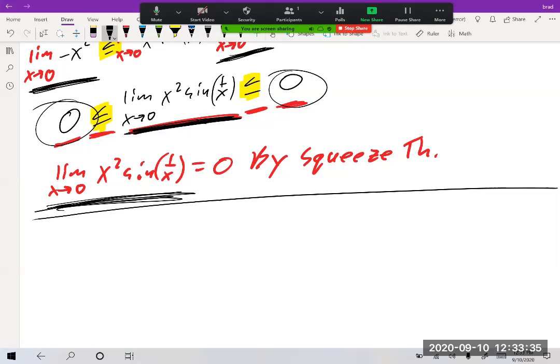So definitely make sure you understand it. It doesn't work for everything. It's for certain things that have bounds on them, things that we can easily bound. We like to use the squeeze theorem. Okay, so let's take a look at another one.